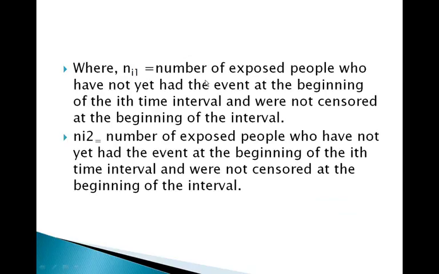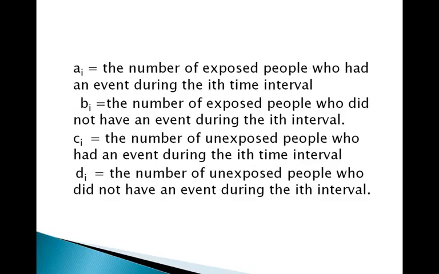N sub i1 then is the number of exposed people who have not yet had the event at the beginning of the ith time interval and were not censored at the beginning of the time interval. If you're looking at N sub i2, you're talking about the number of unexposed people who have not yet had the event at the beginning of the ith time interval and were not censored at the beginning of the interval.